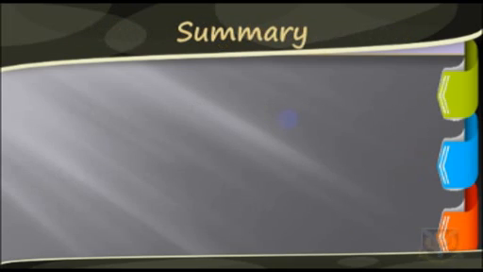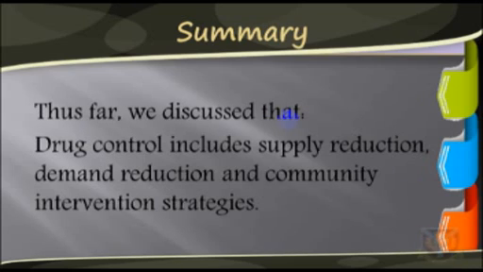Study session summary. Thus far, we discussed that drug control includes supply reduction, demand reduction, and community intervention strategies. Supply reduction strategy is a law enforcement effort to deter drug use through the stoppage of drug inflow into the country, apprehending dealers or traffickers, and street-level peddlers. Demand reduction strategies relate to reduction of substance abuse through education and awareness programs. Community intervention strategies entail the involvement of various community groups in the fight against drug abuse.